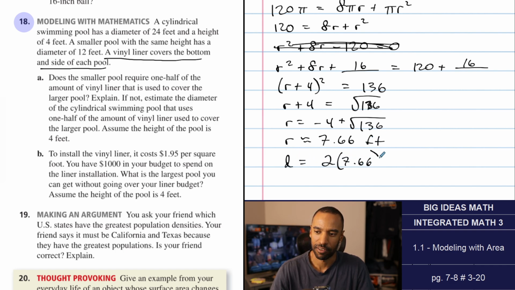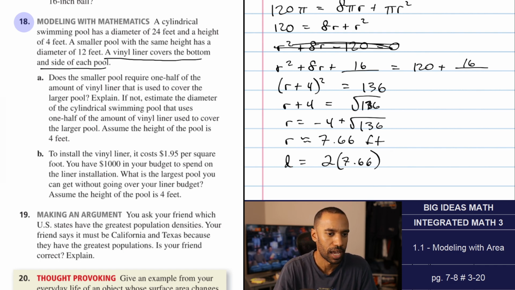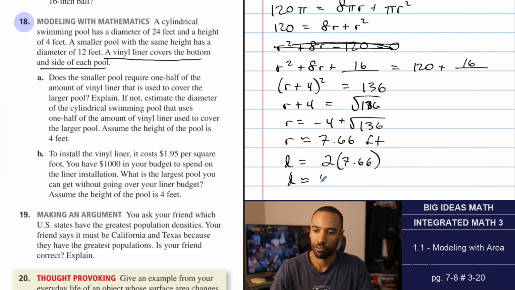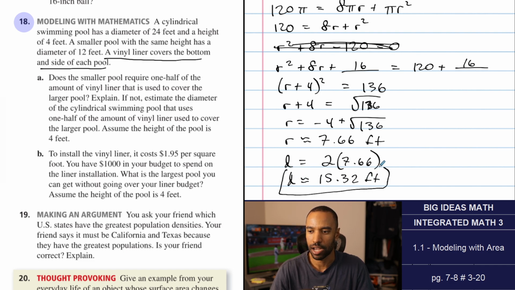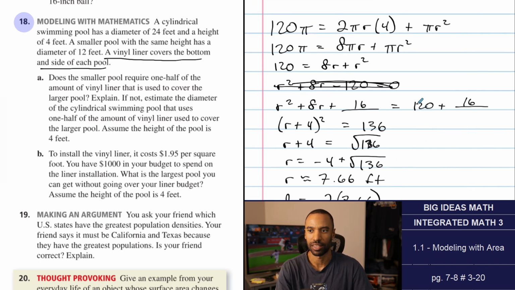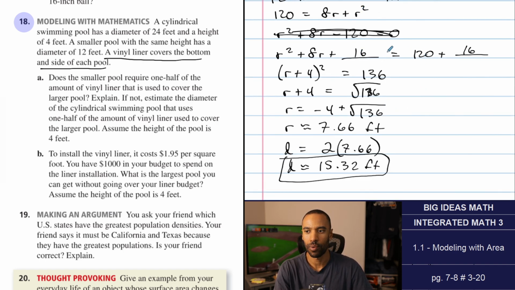Now here's the thing. I have an exact answer here that I want to double. Times 2, and I'm getting about 15.32. D is about 15.32 feet. That's not exact, it's approximated, but there was so much in the way of the square root that I think we're going to have to leave it like that. So it does turn into a quadratic equation, one that was not factorable.